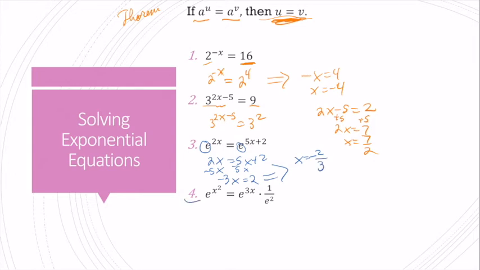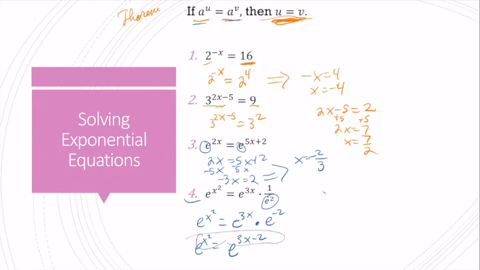For our last example, e to the x squared equals e to the x times 1 over e squared. I need to make these so they both have the same base, okay? So I'm going to have to rewrite our right-hand side as e to the 3x times e to the negative 2, right? That gets it out of the denominator into the same base. And then remember, when we're multiplying exponents, we add their powers. So I have e to the x squared equals e to the 3x minus 2.